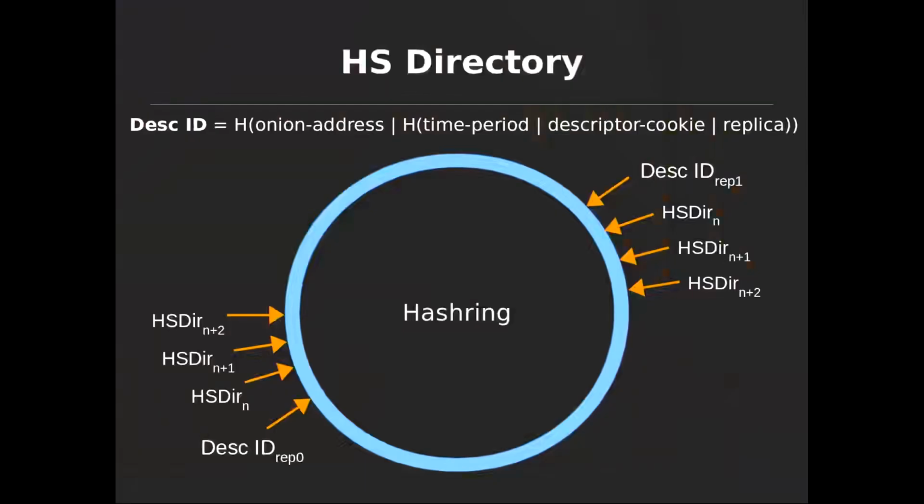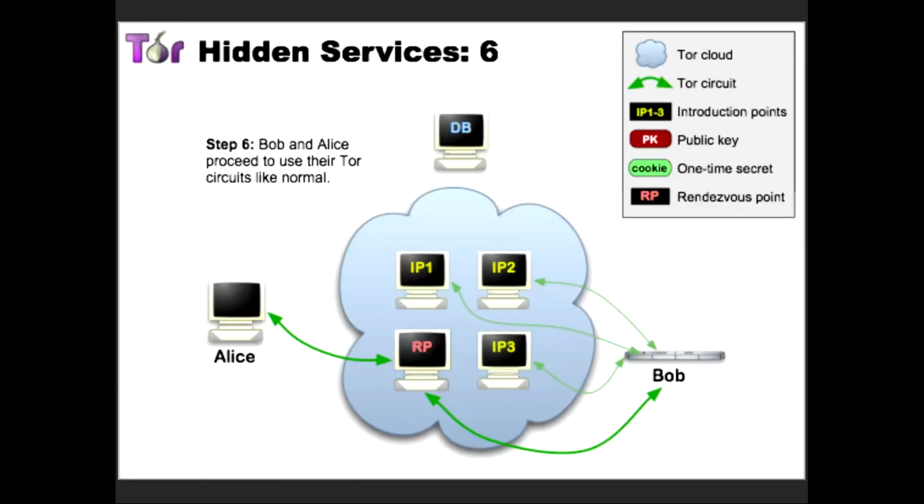And then in the previous slide, I was talking about this database in the sky. Once upon a time, that was just 3 computers. I ran 2 of them. Another directory authority operator ran the 3rd. And then we switched to distributing that over the entire Tor network.